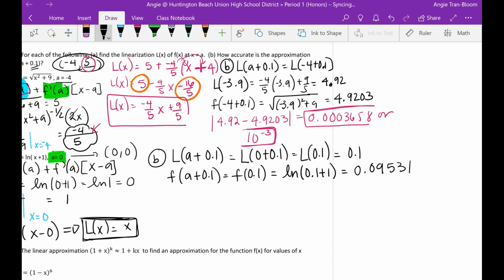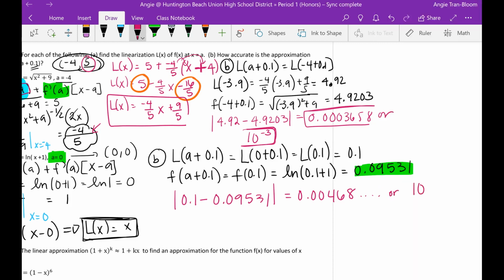If you look at this, I want to know how close it is to the real value. This right here is the real value, and 0.1 is the approximation, so I'm going to do an absolute value to see the difference. So 0.1 minus 0.09531. When I take this, I get a really small number, like 0.00468 and so on. As you can see, it's so small, it's less than 1 over 100. So I would take this as a small difference.